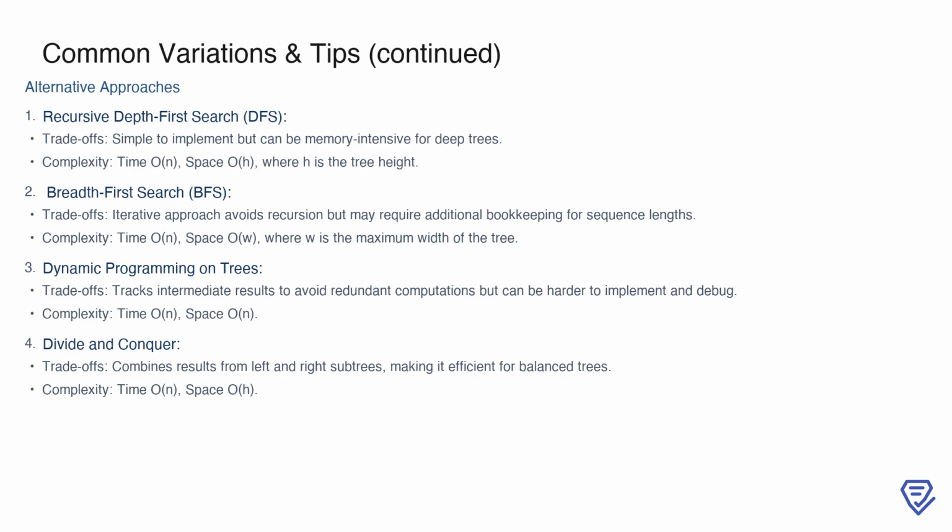Dynamic programming on trees is another powerful method. It avoids redundant computations by storing intermediate results, but it can be more complex to implement and debug. Lastly, there's the divide and conquer approach, which works well by combining results from the left and right subtrees. This is particularly efficient for balanced trees, with a time complexity of O(n) and a space complexity of O(h). Each approach has its trade-offs, so choose the one that best aligns with the problem constraints and your implementation preferences.